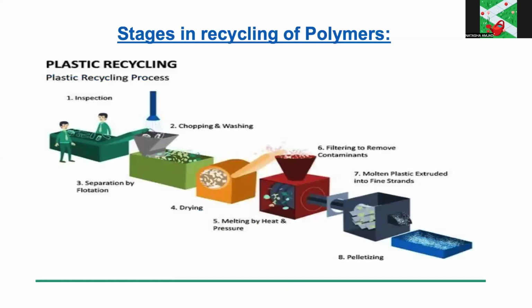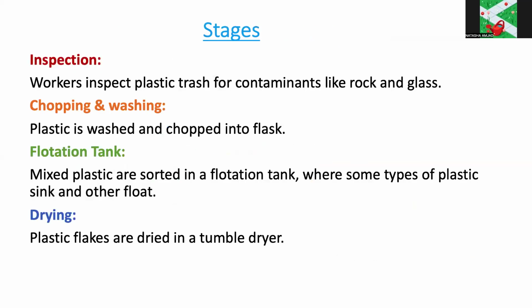There are some stages in recycling polymers: inception, chopping and washing, separation by flotation, filtering to remove contaminants, drying by giving heat, and pelletizing. Inception: in this step, workers collect all the plastic bottles and cans. Chopping and washing, in which plastic is washed and chopped into flakes.